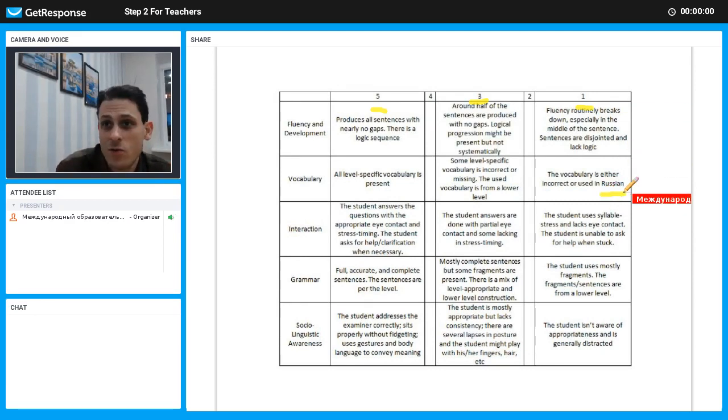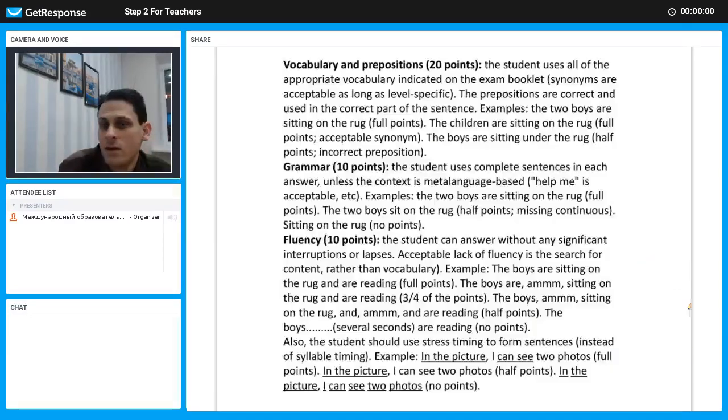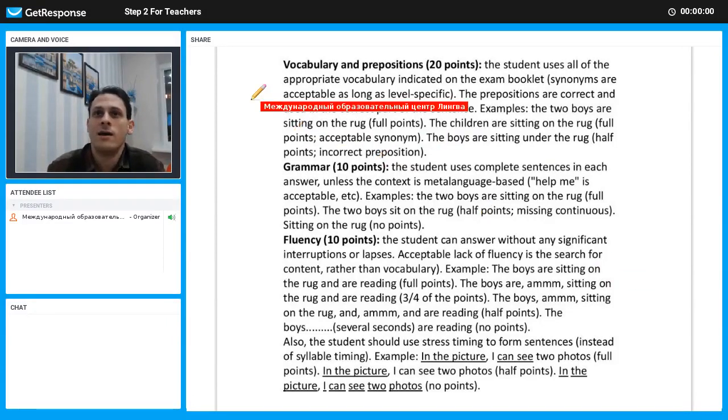This is also the same score if the student starts answering in Russian, or if the student is unable to ask and runs out of time. The student uses fragments, single word answers, because that's step 2. The point is to be using sentences, not just fragments. And if we go into details, and of course this has been shown to you as the grading criteria, let's look at some of these in detail.